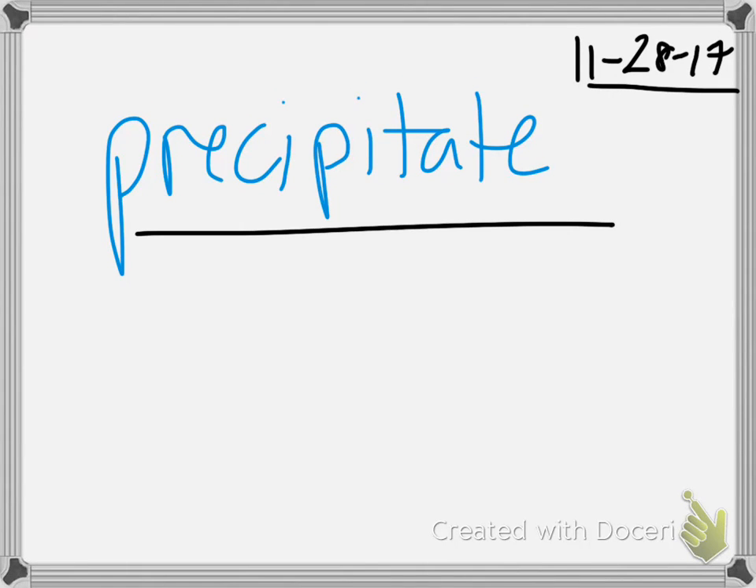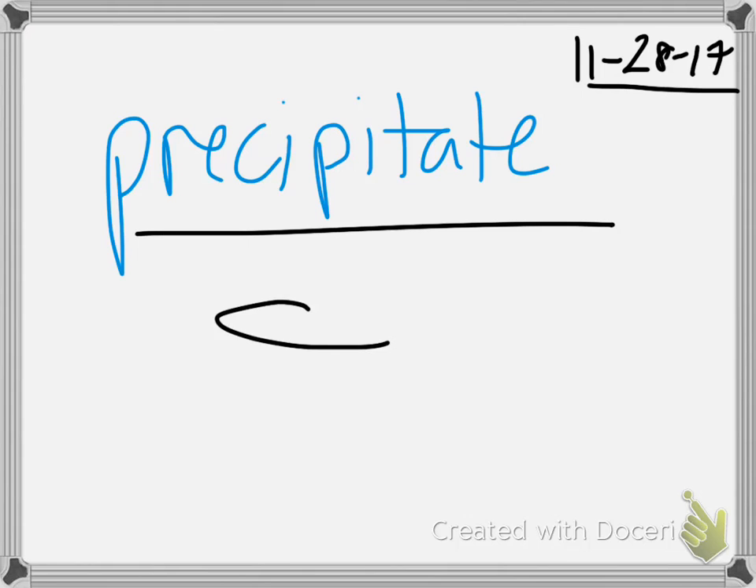This word, do you know, have you seen this? Raise your hand if you've seen this word before, ever. Okay. Can you pronounce it? Precipitate. Yeah. Precipitate. A precipitate is something you get in a solution.